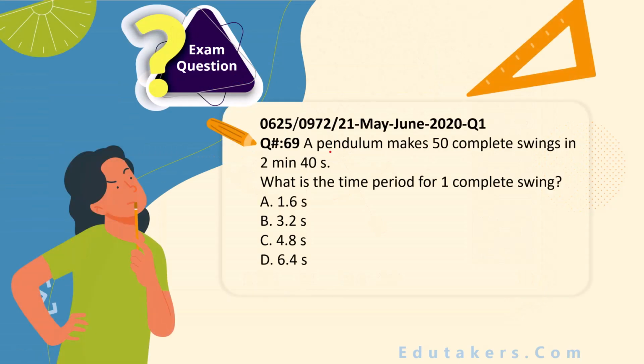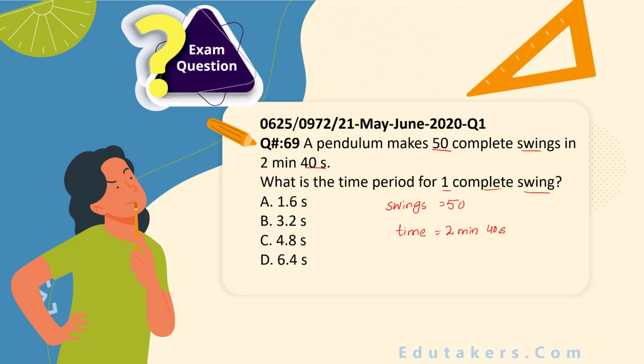There is a question that appeared in May-June 2020. A pendulum makes 50 complete swings in 2 minutes 40 seconds. What is the time period for one complete swing? So here basically the total number of swings is given, which is 50, and the time for that is also given. Time is 2 minutes and 40 seconds.